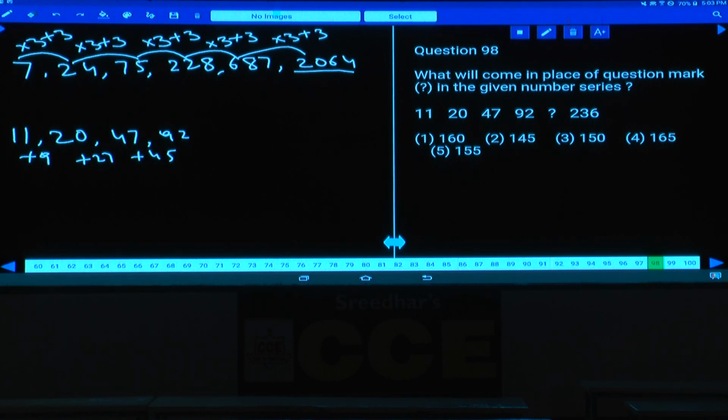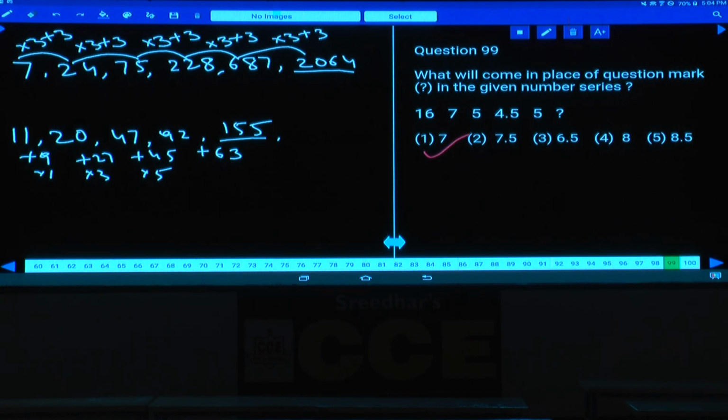Then if it is 45, then what should be the next one? 9 into 1, 9 into 3, 9 into 5. Next one 9 into 7, 63 should be added. Now if you add 63 to this one, 155. 155, that is given in choice 5. Question number 98, choice 5 is the answer.